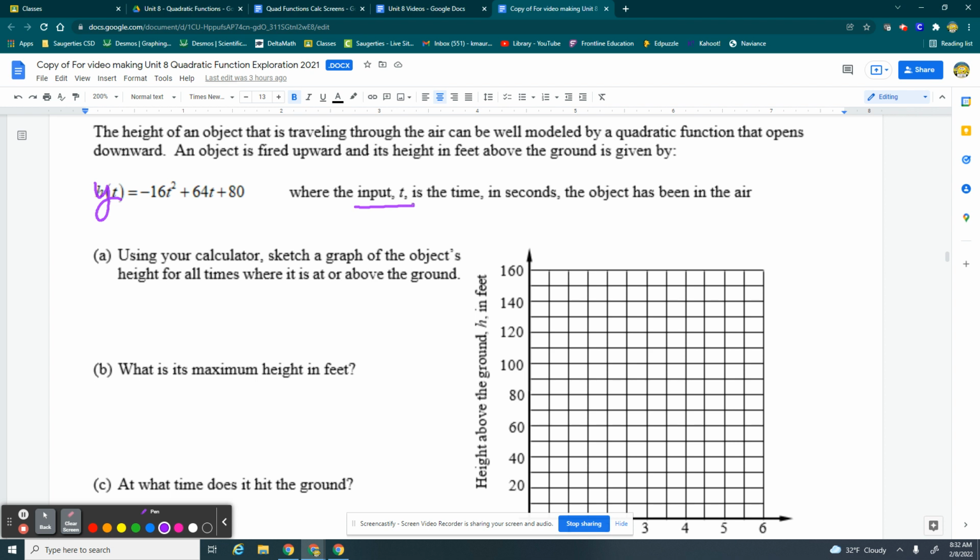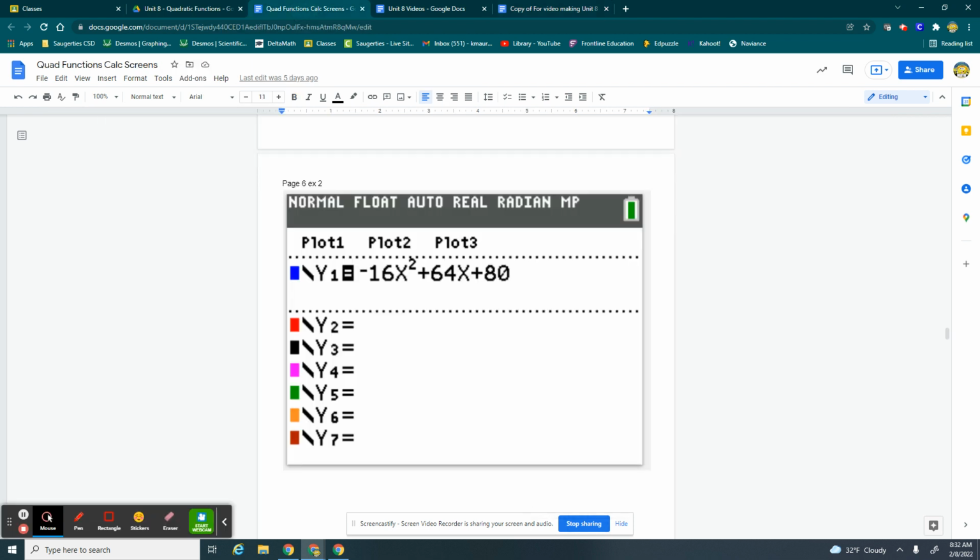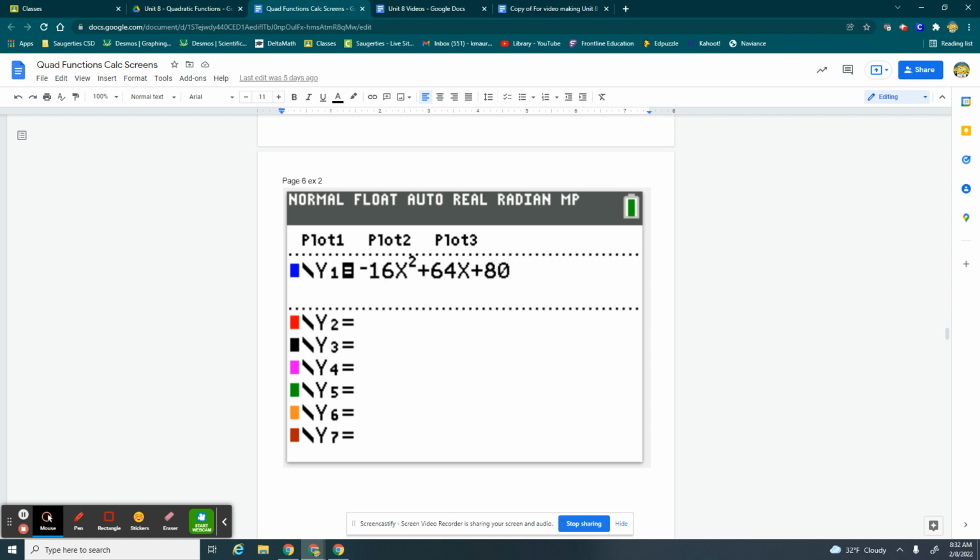Now, part A says, using your calculator, sketch a graph of the object's height for all times where it is at or above the ground. So if it's at the ground, y is going to be 0. So what you should do first is go to y equals and type that in. So I have a screenshot here. Notice that I don't use t's. I'm still using x's, okay? If you put t squared, you're going to freak it out. So I just recopied my equation, but I put x's instead of t's.